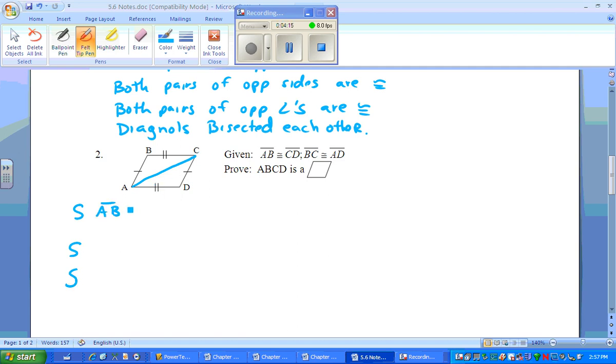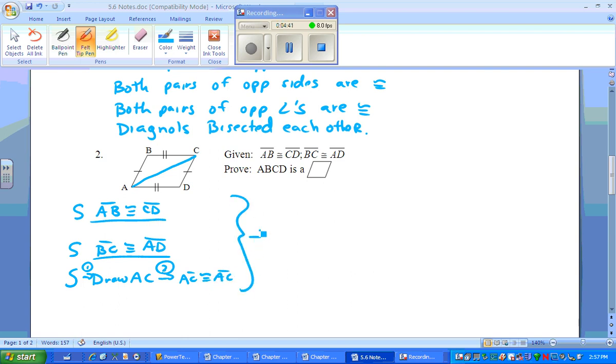So we had AB congruent to CD. We had BC congruent to AD. And we draw in AC, which then AC was congruent to AC. This gave us triangle ABC congruent to triangle CDA.